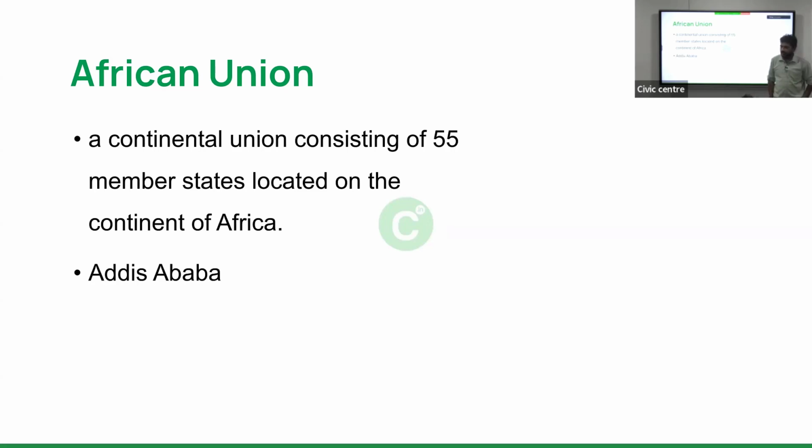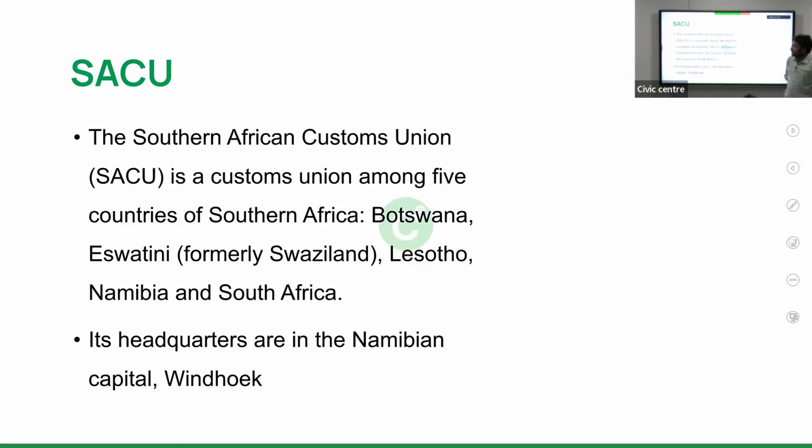Next is South Africa Customs Union. So, your Namibia, Botswana, South Africa, Lesotho, Swaziland. Five nations. Eswatini is the latest name for Swaziland. South Africa Customs Union.